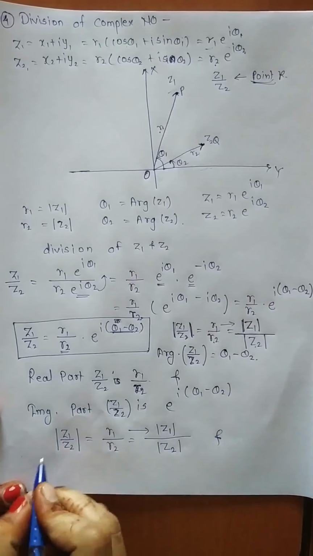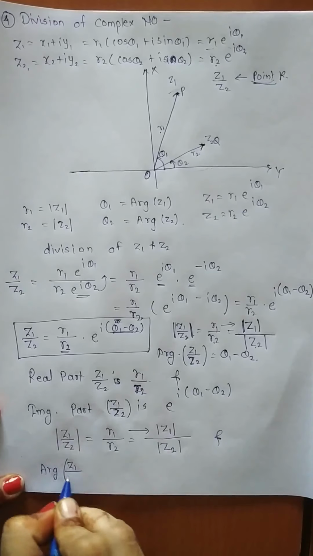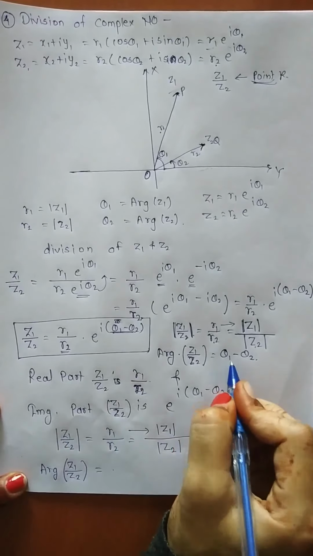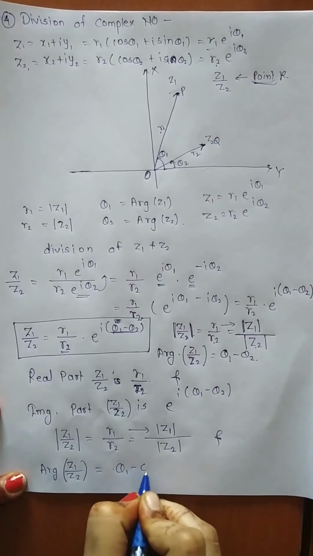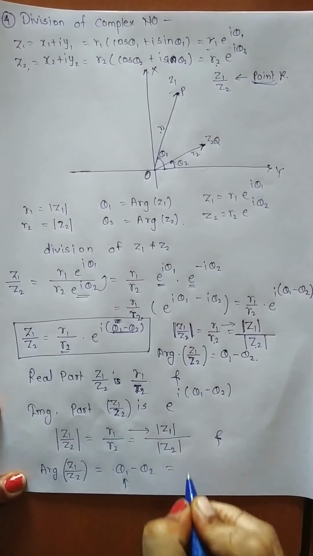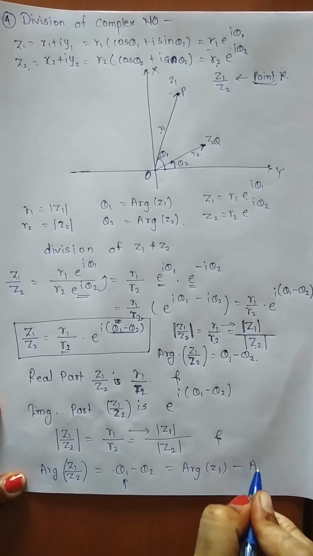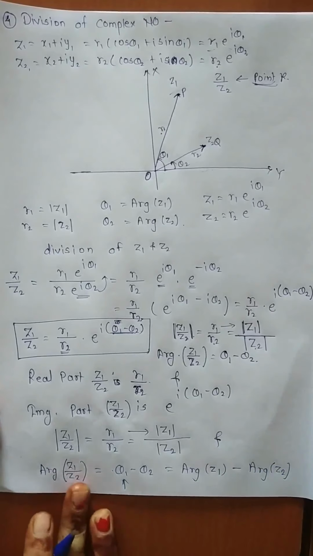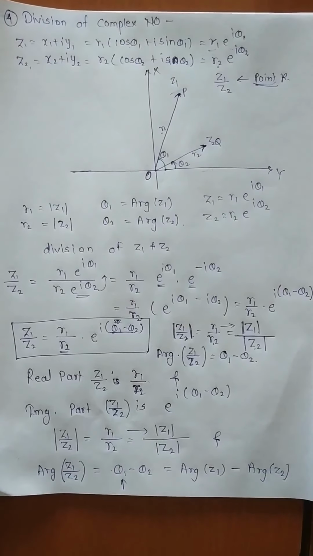And what about argument? Let's say argument of this product z1 upon z2 is nothing but the argument of, now it is nothing but what? Theta 1 minus theta 2. What is theta 1 now? Theta 1 is argument of z1, and what is theta 2? It is argument of z2. So this is the argument and modulus of the complex number which will have z1 upon z2.